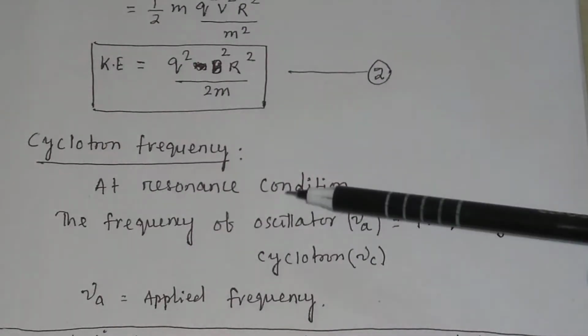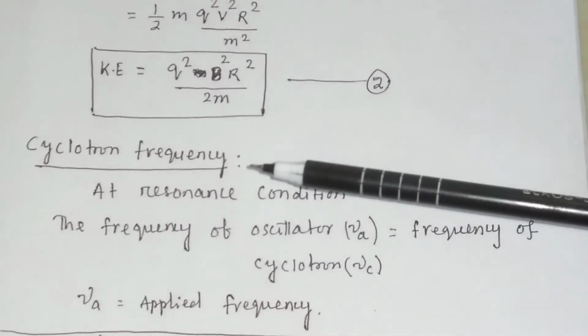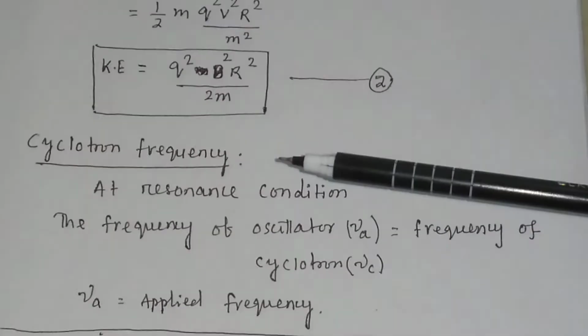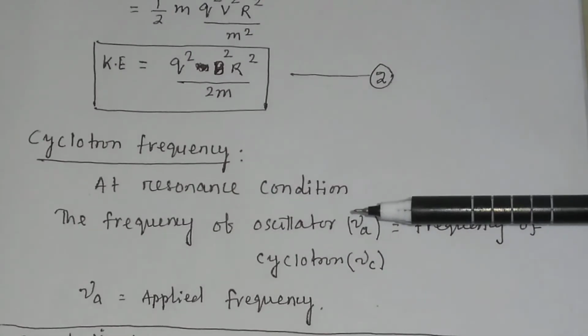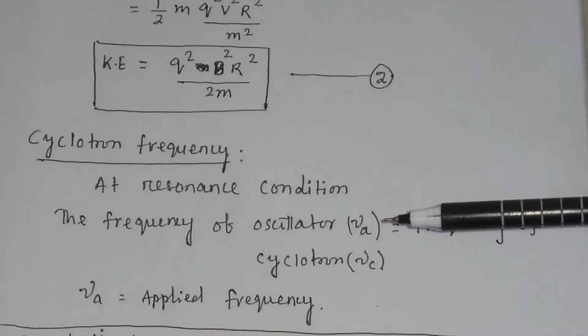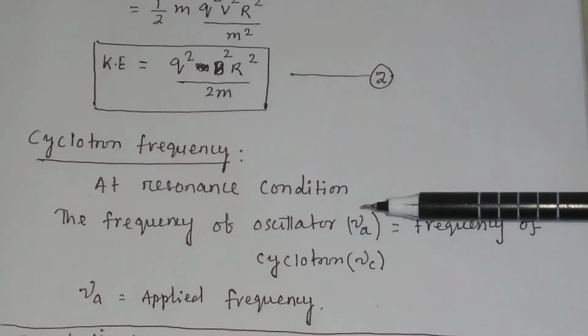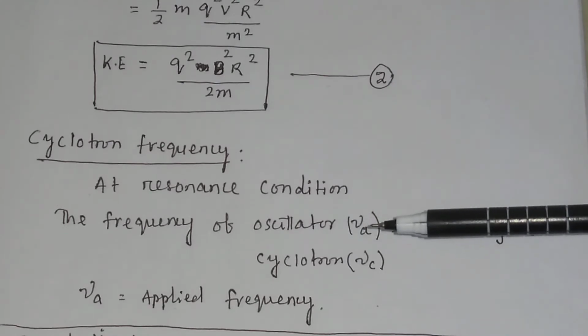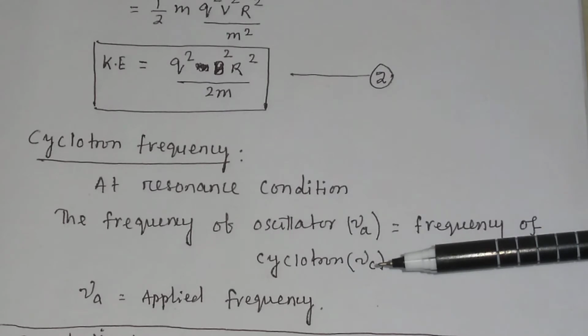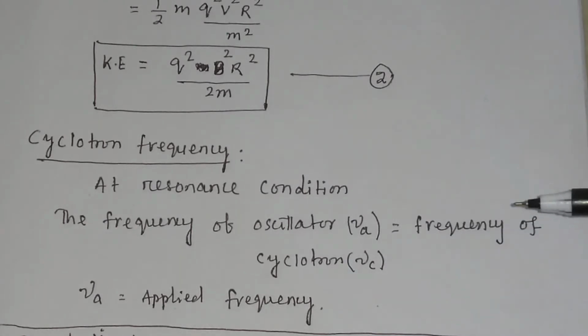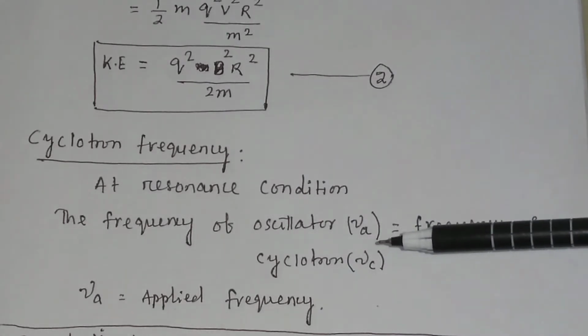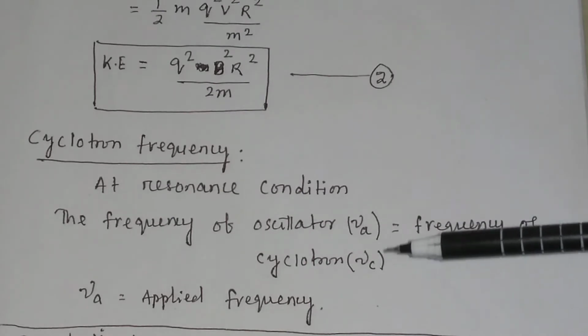Then how to find out the frequency of the cyclotron, or cyclotron frequency? At resonance condition, the frequency of the oscillator, I have taken here nu A, that is the applied frequency, is equal to the frequency of the cyclotron, that is nu C.